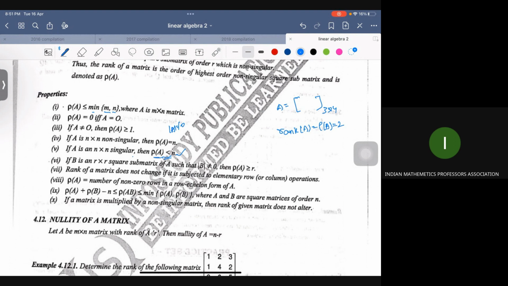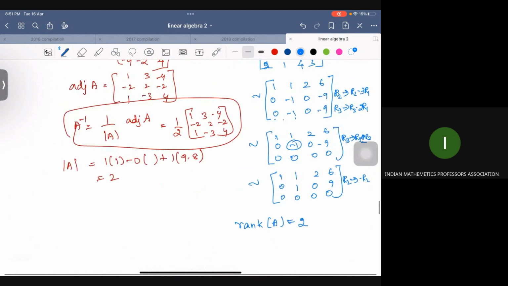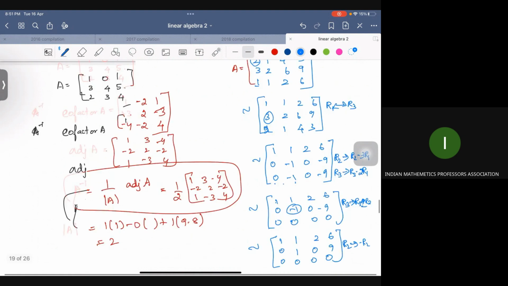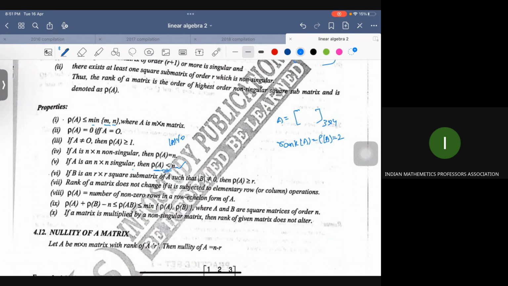If B is an R by R square submatrix of A such that determinant of B is not equal to 0, then the rank of A will be greater than or equal to R. Rank of a matrix does not change if it is subjected to elementary row or column operations. Even if we change any row and any column, rank will not change. Rank of A is equal to the number of non-zero rows in row echelon form of A. Rank of A plus rank of B minus n is less than or equal to rank of AB, which is less than or equal to minimum of rank of A, rank of B.